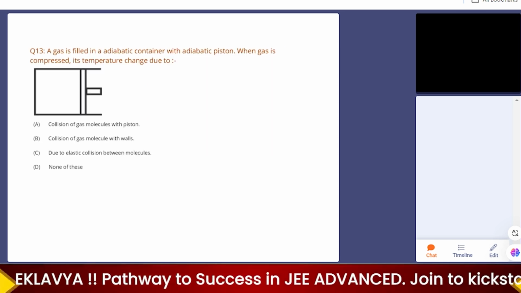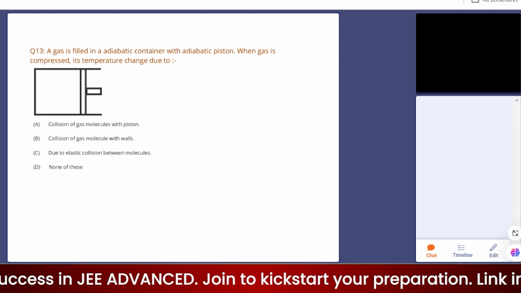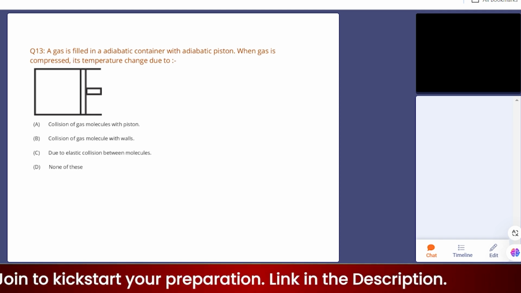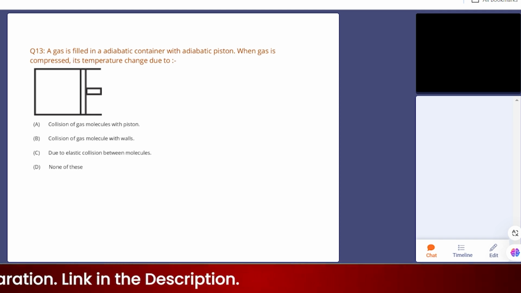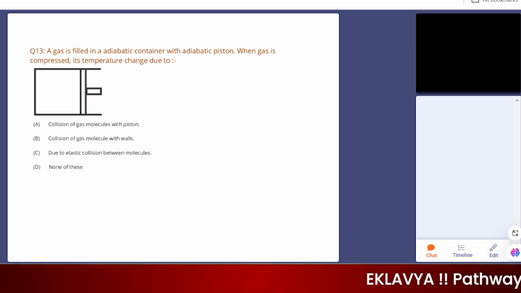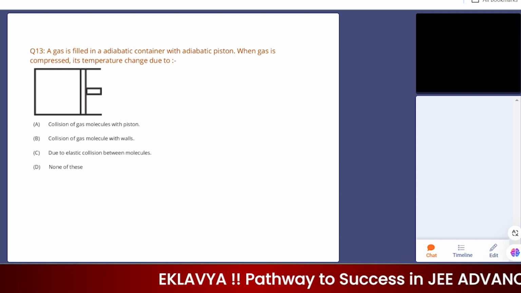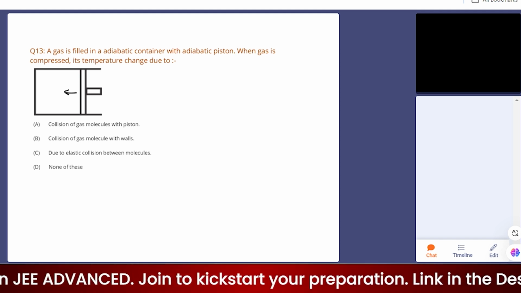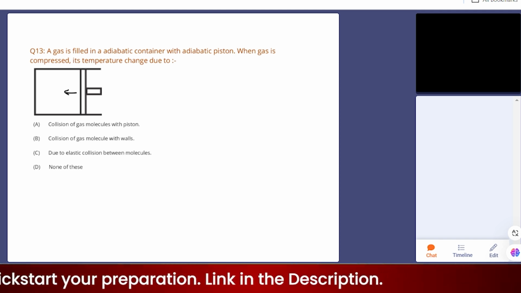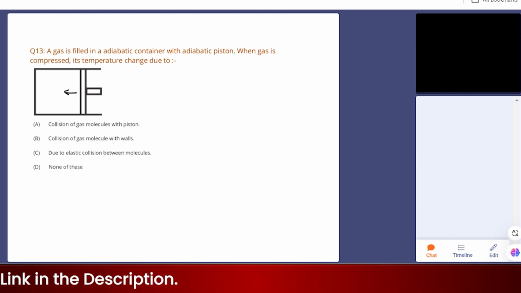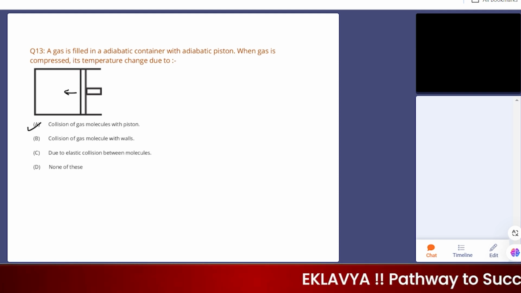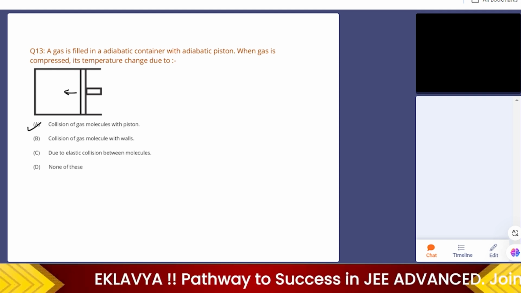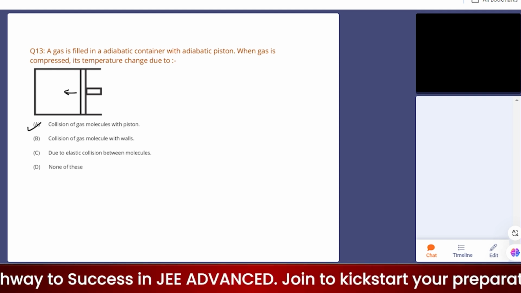Next question. Question number 13. Gas is filled in an adiabatic container with adiabatic piston. When gas is compressed, its temperature change due to. Well, already when the piston is at rest, the collisions will be happening between the gas molecules and the walls of the container. Now, as you are moving this piston inwards, more momentum will be transferred only with the collision of the gas molecules with the piston alone, because with the walls they are already happening. So therefore the answer will be only because of the change of momentum of the piston over here.